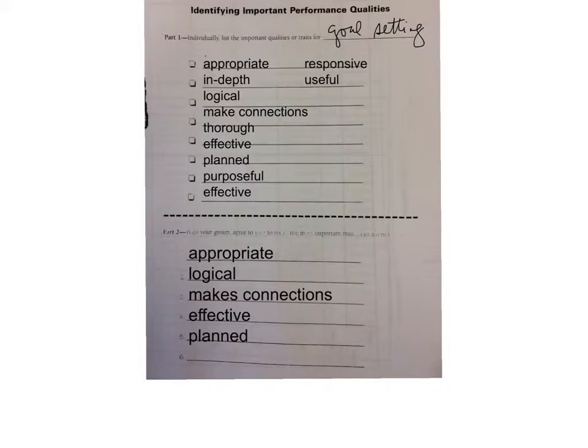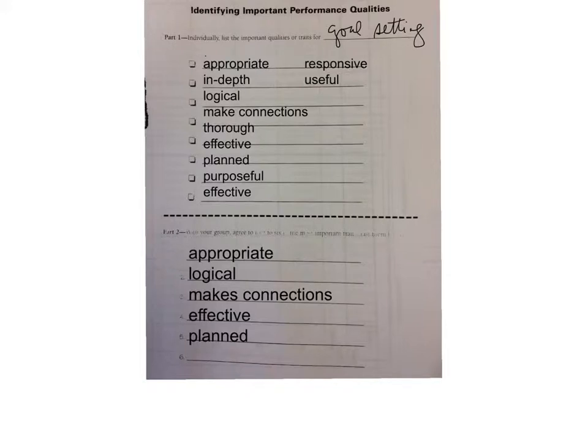It gives you 4 to 6 because that seems manageable. I wouldn't go much less, because then there's not a lot that you're assessing, and I wouldn't go much more because I think it would be overwhelming. So here we've determined that as a PLC, appropriate, logical, making connections, effective, and planned are the most important things when they're setting these goals and writing a plan.